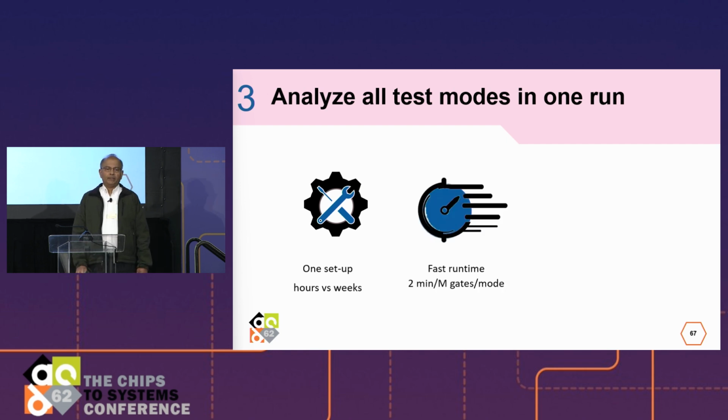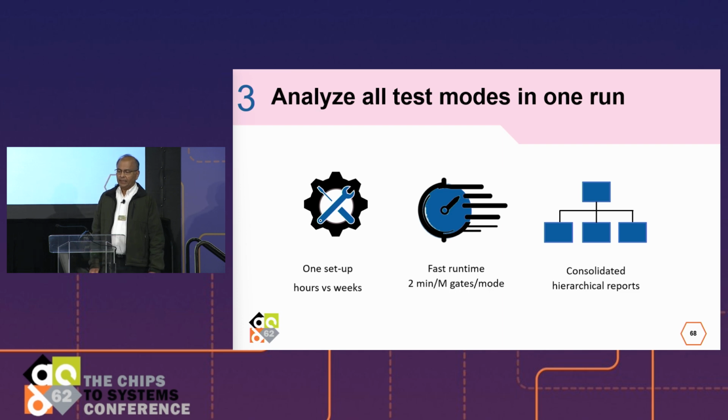Secondly, multi-mode DFT can achieve a much faster runtime of only about 2 minutes per million gates per test mode. And thirdly, multi-mode DFT provides consolidated hierarchical reporting in a single report for maximum efficiency of engineering review and debug.